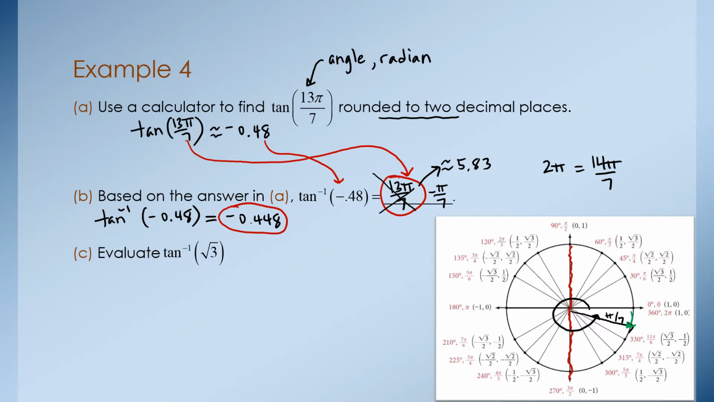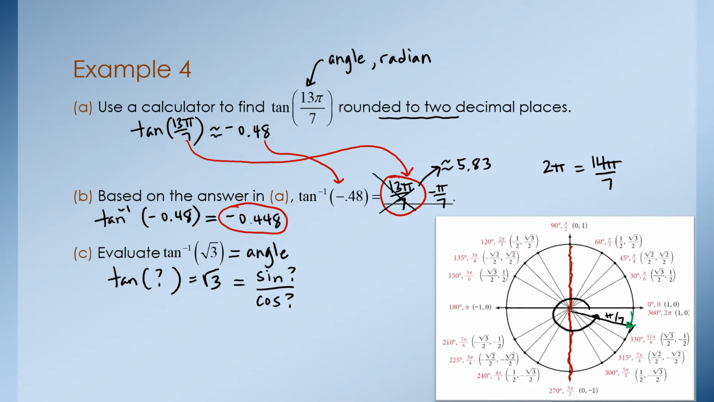Part C says to evaluate tangent inverse of the square root of 3. So I'm looking for the angle that produces a tangent inverse of the square root of 3. Another way to say that is the tangent of some angle is equal to the square root of 3. Now, you may have a chart in your notes that will tell you the answer to this, but if you don't have that chart, then what you have to go off of is the sine of some angle divided by the cosine of some angle equals the square root of 3.